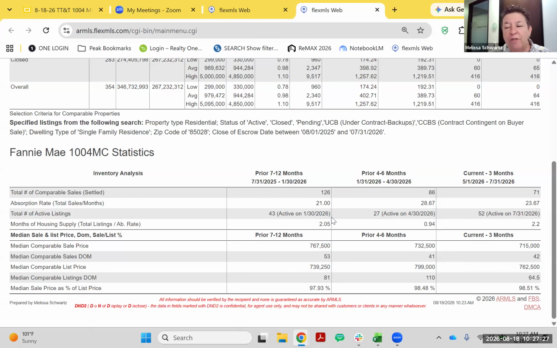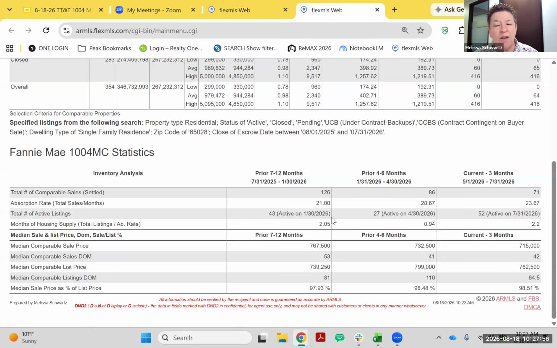Total number of active listings, 43 were active on January 30th of 2026, 27 on April 30th, and 52 on July 31st. So what happened in the summer months? More people listed their homes, right? They haven't sold yet, though. That's the challenge, right? And if you look at the months of housing supply, though, it didn't skyrocket, right?